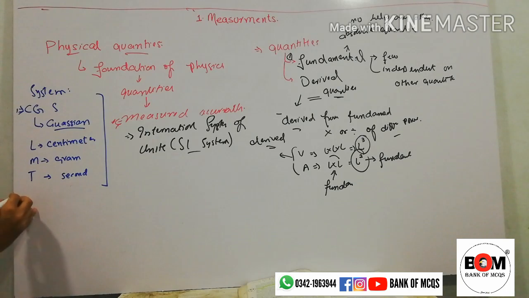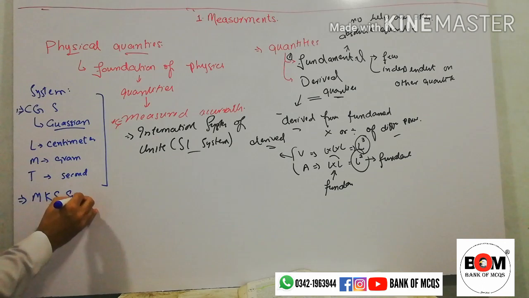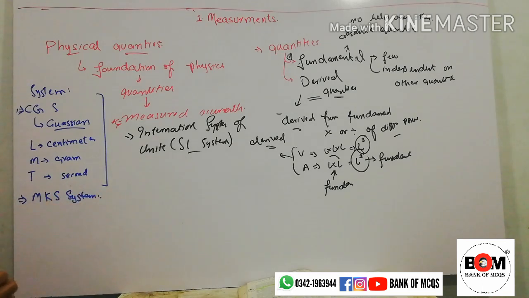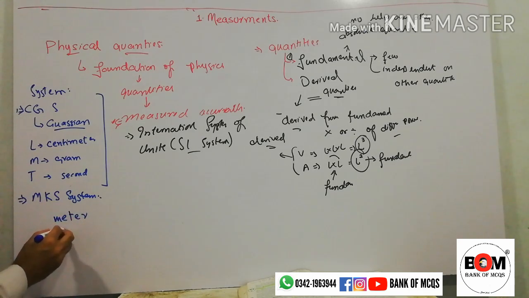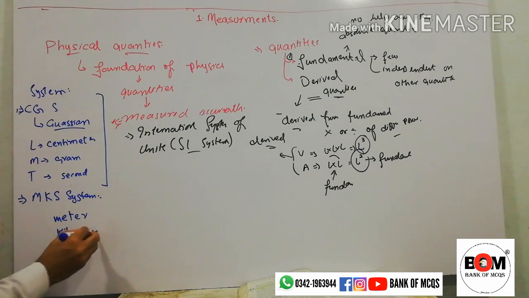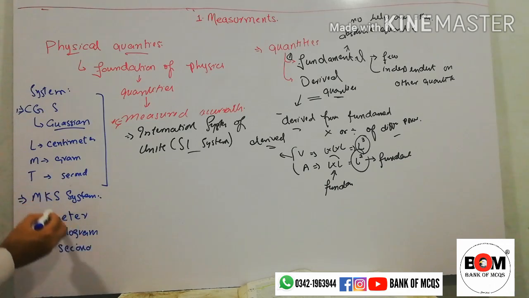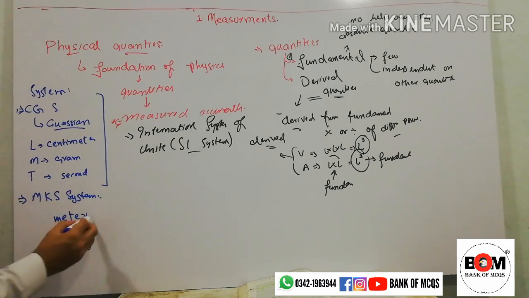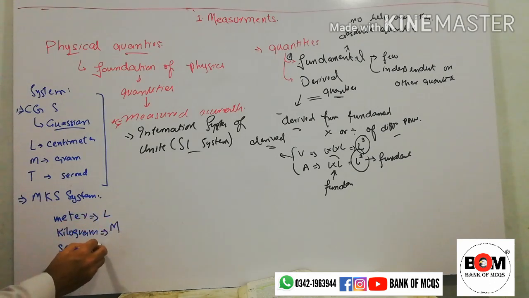There is also another system that we call the MKS system, where M means meter, K means kilogram, and S means second. So meter is used to measure length, kilogram is used to measure mass, and second is used to measure time. So this was the MKS system.